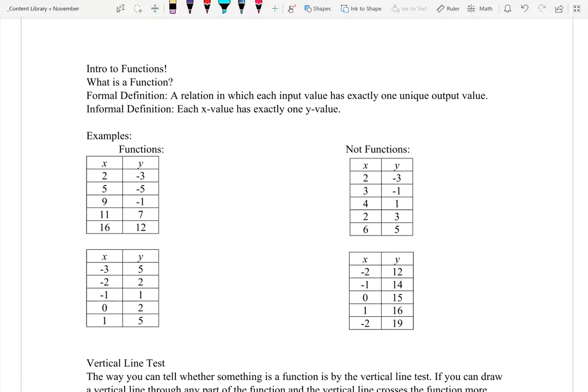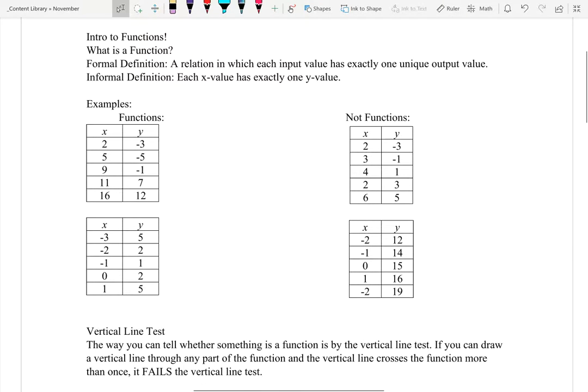So when you look at the tables we made in class, you'll notice that each x value, for example 2, has one y value of -3. You don't see 2 anywhere else on this chart going to any other number. Same thing with 5: it only has one y value attached to it, -5. 9 has only one y value attached to it, -1. 11 and 16 again both have one y value attached to them. So it's considered a function because each of the x values pairs up with one of the y's.